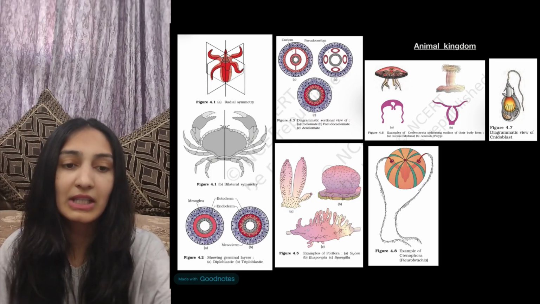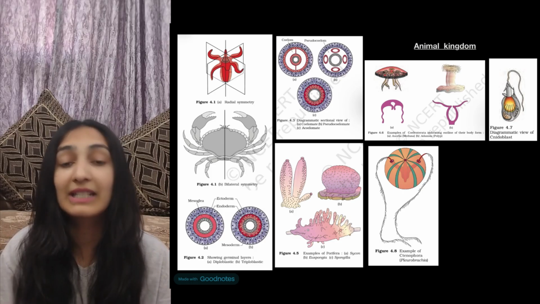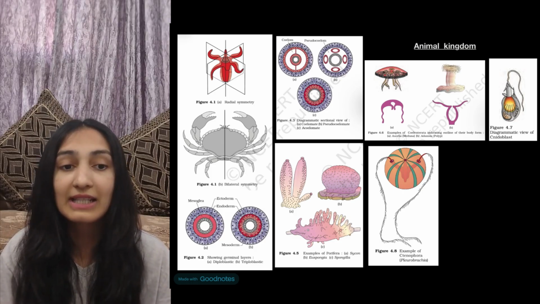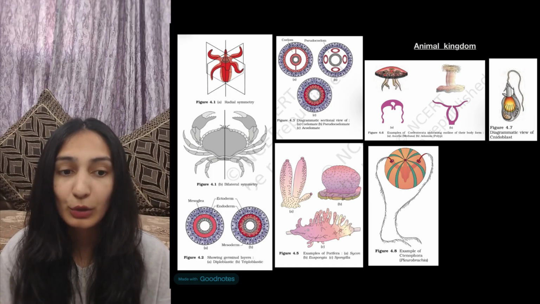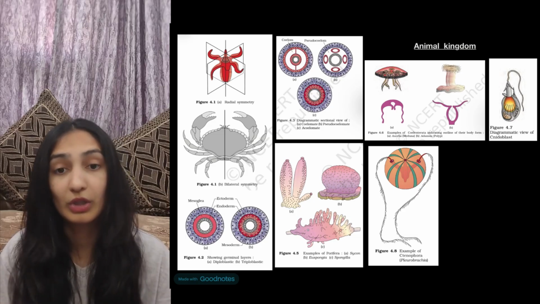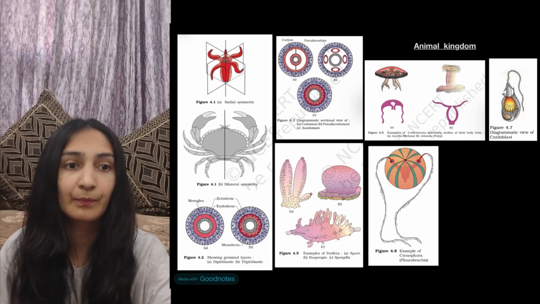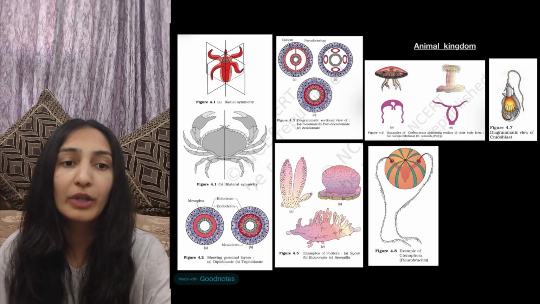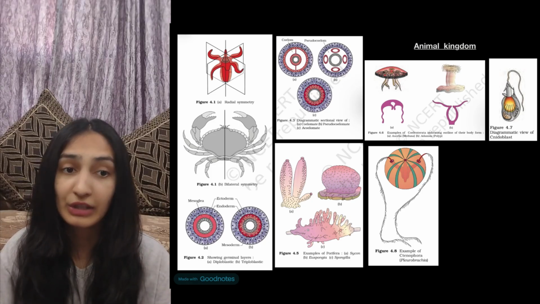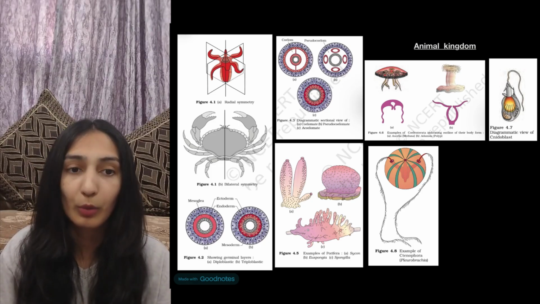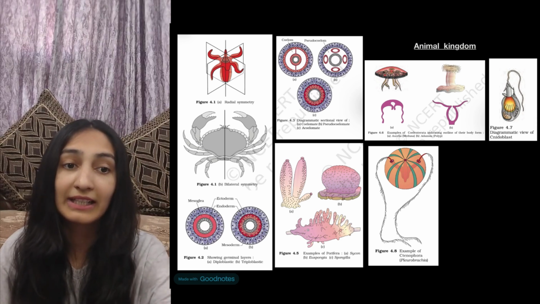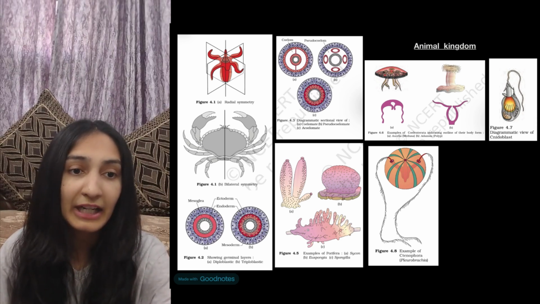Next, as you can see in the diagram 4.5, it is examples of Porifera. First is Sycon, second is Euspongia, and third is Spongilla. You need to learn the names as well as you need to identify these correctly. Next, moving on, 4.6 depicts the examples of Coelenterata indicating the outline of their body form. First is Aurelia, that is Medusa. B is Adamsia, that is a polyp.